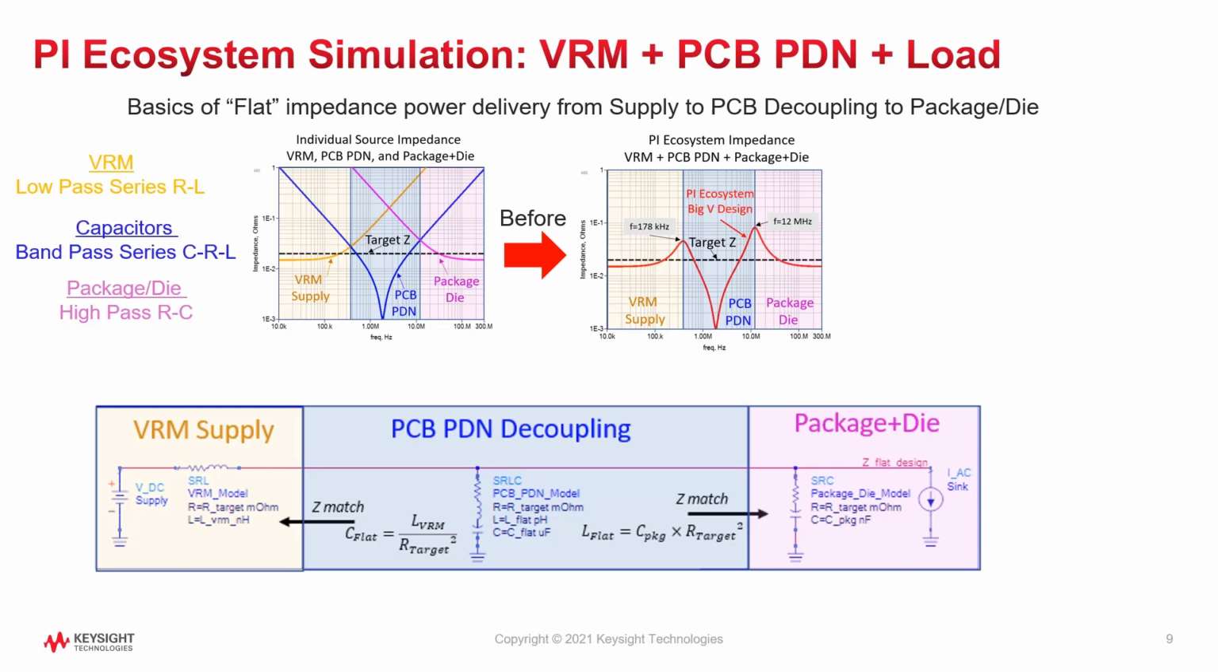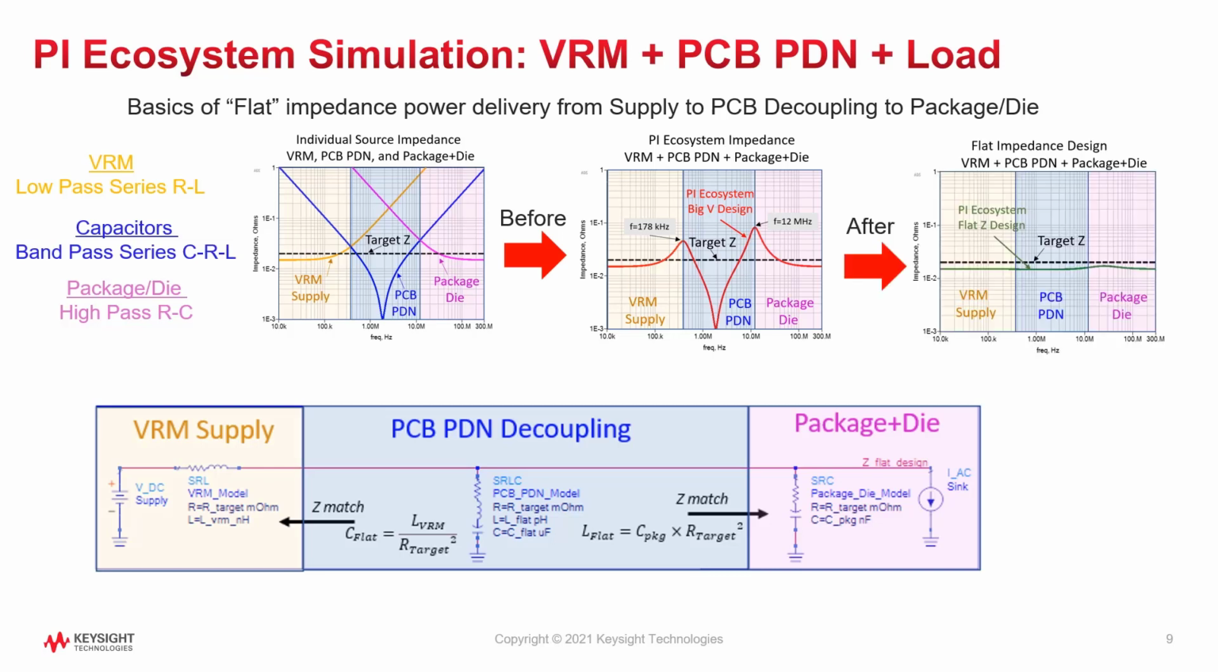These resonances can be minimized by optimizing the decoupling to match impedance. To match the VRM inductance, set the total decoupling capacitance C equal to the VRM inductance divided by the target R squared. At the higher frequencies, to match the package capacitance, reduce the PDN inductance until it is equal to the package capacitance times the target resistance or impedance squared. This results in the resonant-free flat impedance design shown in the graph on the right.